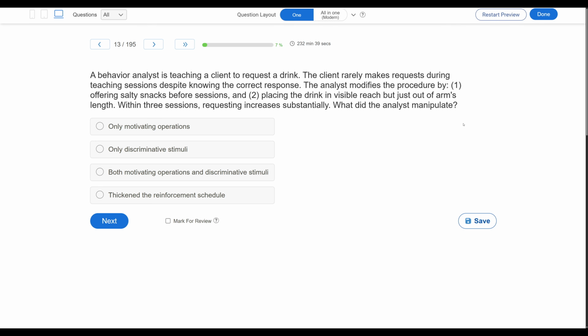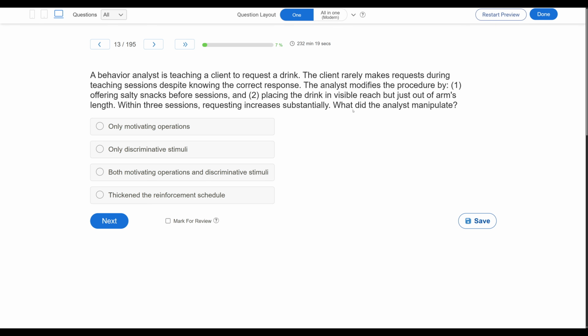All right, we're looking at what the analyst manipulated here. What did they change? Well, they're trying to teach a client to request a drink. Client rarely makes request. The analyst does what? They offer salty snacks before sessions. Now, why would they do that? Well, if we eat a bunch of salty snacks, we get thirsty. We're trying to increase the value.